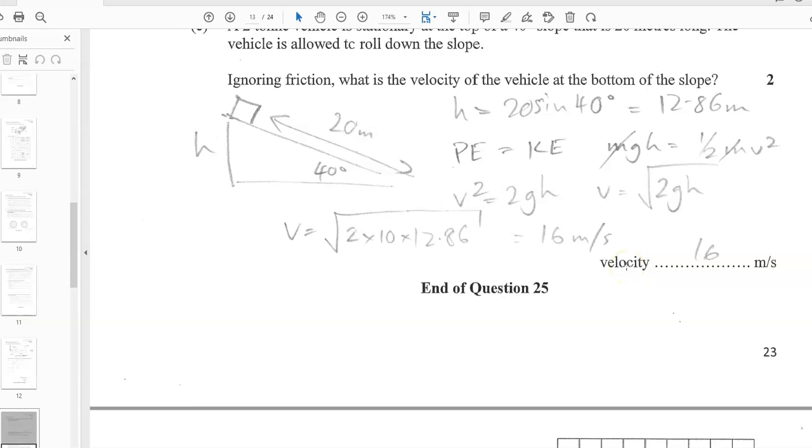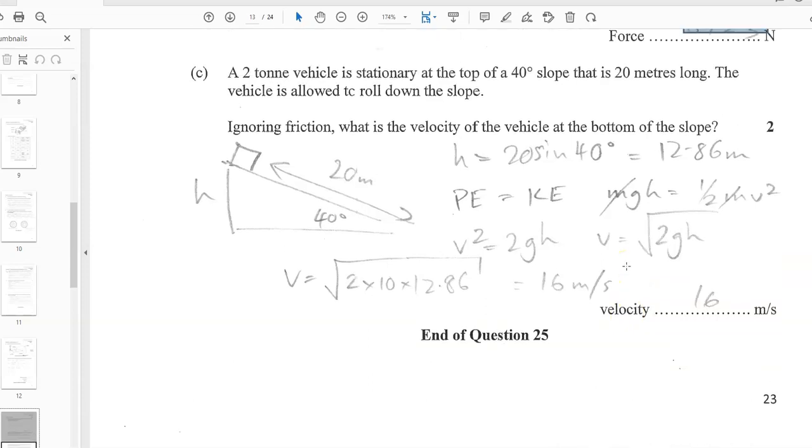So what have we got here? We've got a 2-ton vehicle, stationary on a 40-degree slope, 20 meters long. Now, I saw some people write 20 meters down there. And I'm like, oh, I don't like that. I'm going to mark those people as wrong. And then they can come and argue that I just misinterpreted the question, right?